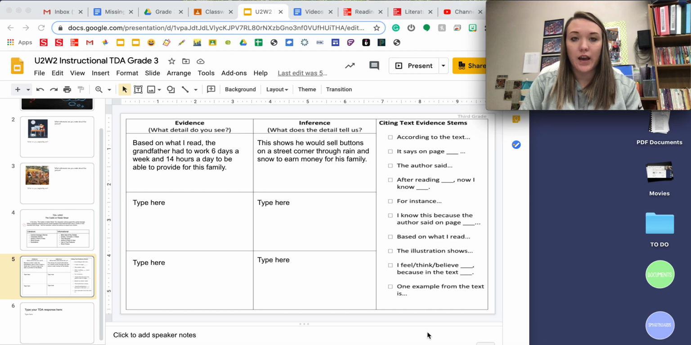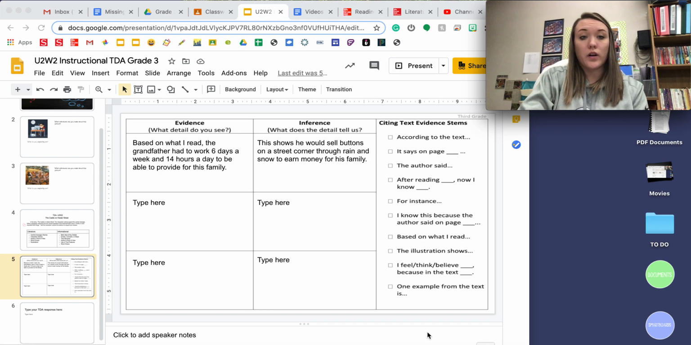Today we are going to finish up our evidence and inference charts and start writing our TDA response. Yesterday we started our chart and I would like to remind you that our TDA prompt is asking us to look at the characters' actions and how they support the central message that family is more important than things. Yesterday, we pulled a piece of evidence about grandfather, when grandfather had to work 6 days a week and 14 hours a day. Today, I'm going to pull the character action of the grandmother and something she said in the story.